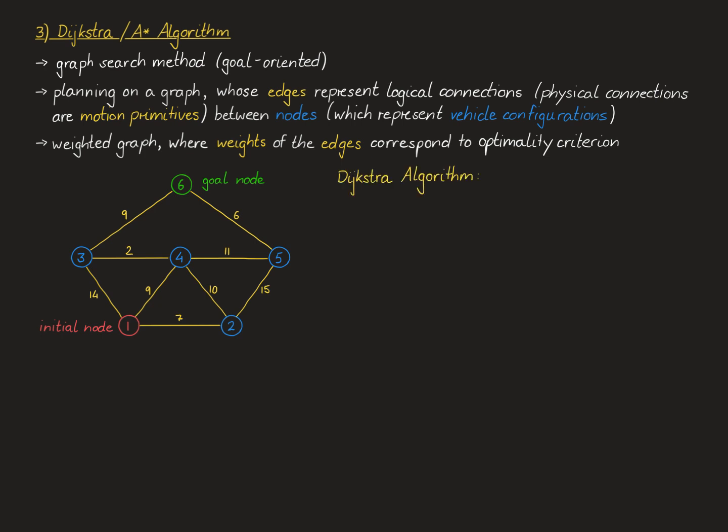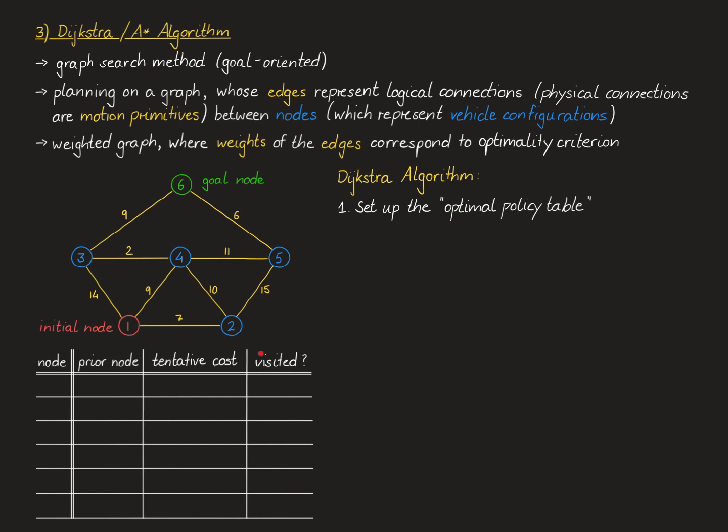To this end, the Dijkstra algorithm works as follows. The first step is to set up the so-called optimal policy table. It is shown down here for our little example graph. It is a table with 4 columns. The first column contains a list of all the nodes of the graph. The second column indicates the prior node according to the optimal policy. The third column indicates the tentative cost from the initial node, and the fourth column indicates whether the node has been visited. The meaning of these columns will become more clear when we go through the details of the algorithm.